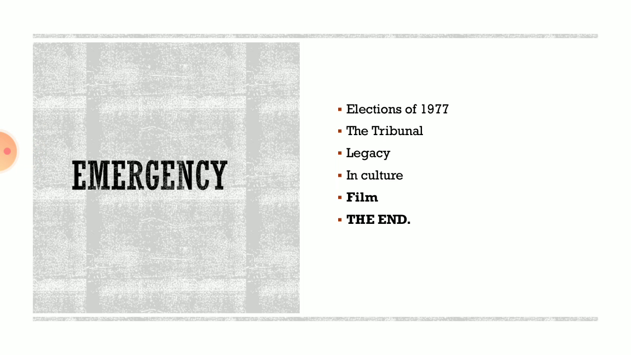Voters in the electorally largest state of Uttar Pradesh, historically a Congress stronghold, turned against Gandhi and her party. So we are talking about the elections of 1977. Then we'll move to the tribunal, legacy, and culture, and then we'll end the discussion. In Uttar Pradesh, the party failed to win a single seat in the state.